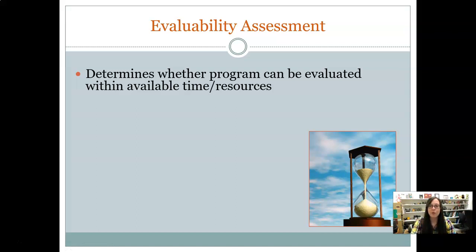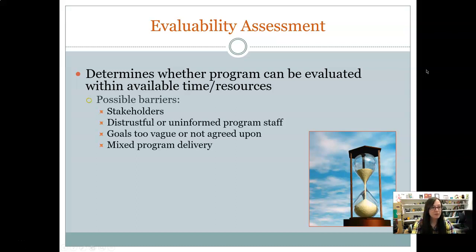You don't want to have a program in place that you can't, on an ongoing basis, determine whether it's doing what it's supposed to be doing. So evaluability is about making sure, before you start, that you will be able to assess this program once it's in place. So, some possible barriers to this.